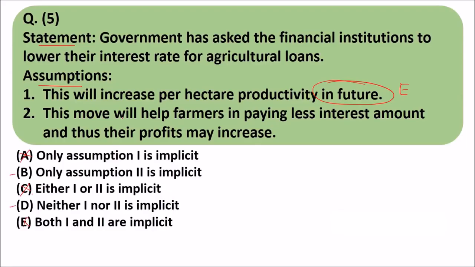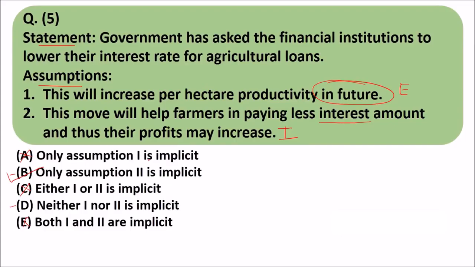Let us see the second assumption. This move will help farmers in paying less interest amount and thus their profits will increase. Now if the interest rates have been lowered, the farmers will pay less interest amount, that is logical, common sense. And if they pay less interest amount, obviously they'll get more profit. So this is an implicit assumption. So only second assumption is implicit. This is the answer. See how easy it is.